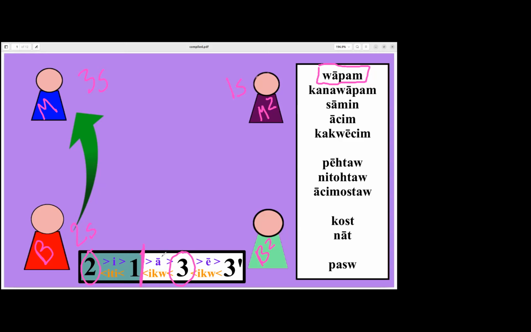If either 1 or 2 goes to 3, we use this A here. And so which way is the direction going? It's going 2 to 3, right? Yeah. So it's going this direction, so we're going to use the A. So when we use Wapum, we figured out that the A goes here.